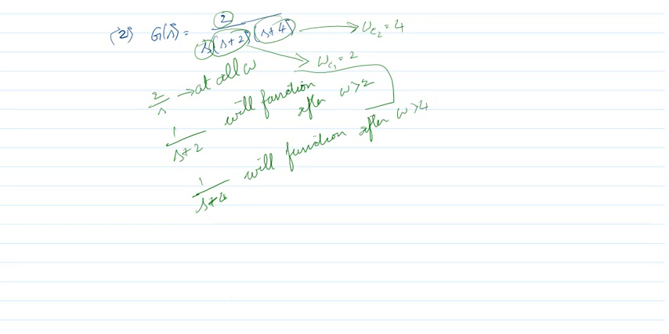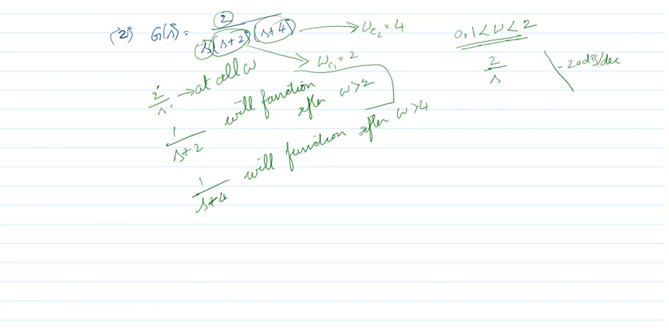Now I am going to take a frequency between 0.1 and 2. How many factors are there? 1, 2, 3 and 4 factors are there. At all frequencies, 2 by s is going to function. 1 by s plus 2 will work after omega greater than 2 only. This is after 4. So what factors are going to work? Only 2 by s is going to work. 2 by s means what is the slope? You know, for 1 by s the slope is minus 20 dB per decade.